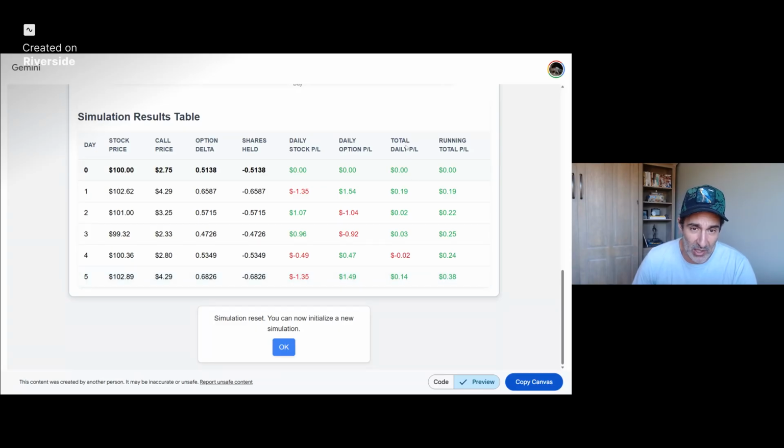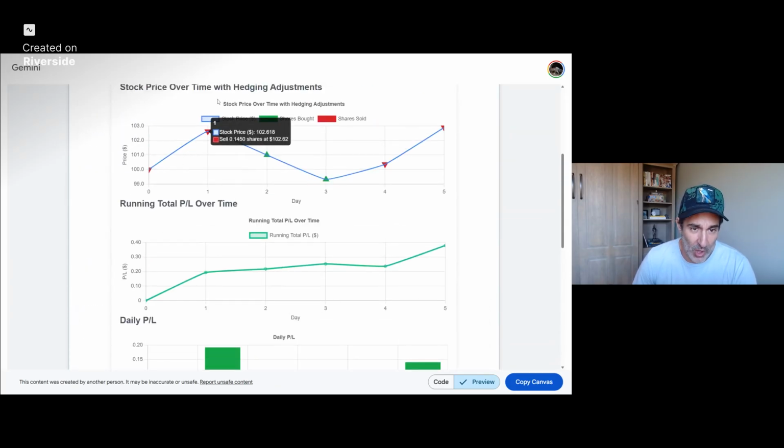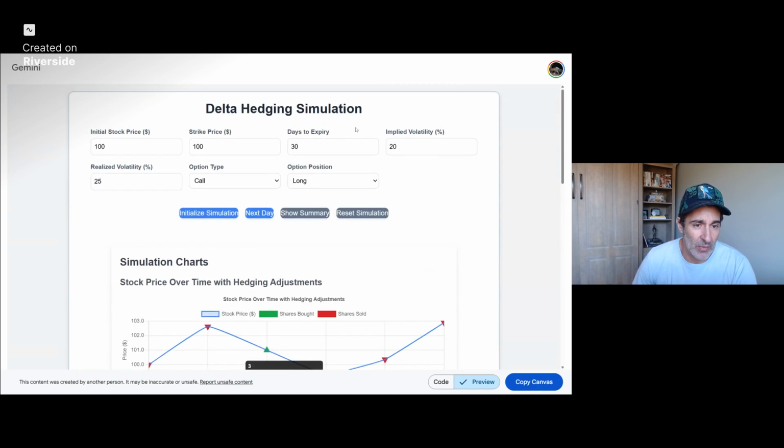Look at all these other daily P&Ls. It's the second best day so far. And now this call Delta is 68. Okay, so we're long a 68 Delta call and we're short 68 shares against it. Okay, so sold, bought, sold again. All right, our running P&L continues to climb. Let's move it forward again.